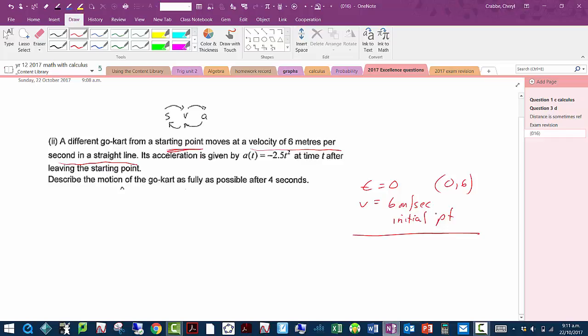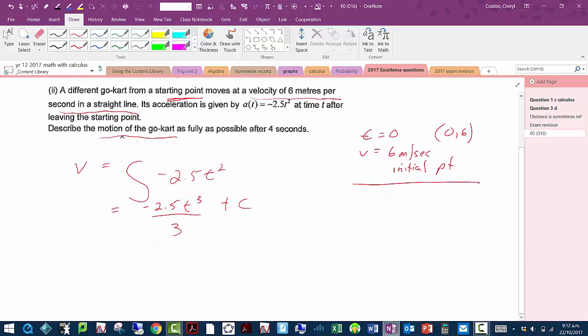So if you're trying to find motion of a go-kart and what it's doing, you need velocity. And in order to get velocity from acceleration, we have to anti-differentiate. So we're going to find velocity by anti-differentiating that acceleration expression that is given. And when we anti-differentiate this, we get negative 2.5 t cubed over 3 plus C. So we have to deal with that C.